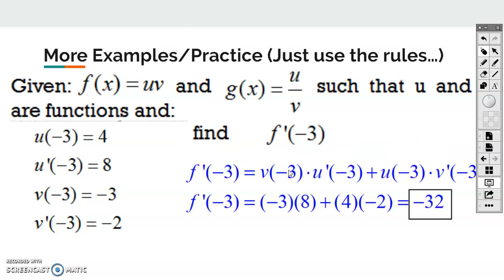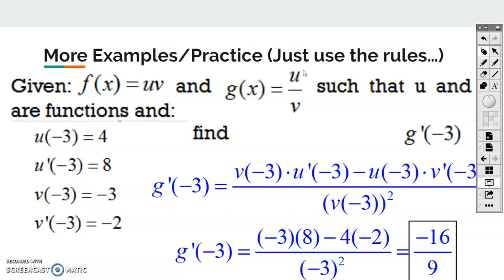F prime, you're going to use the product rule. So just mix and match v times u prime, u times v prime. Plug in the values. And for g, we're going to use the quotient rule and simplify it down to negative 16/9.